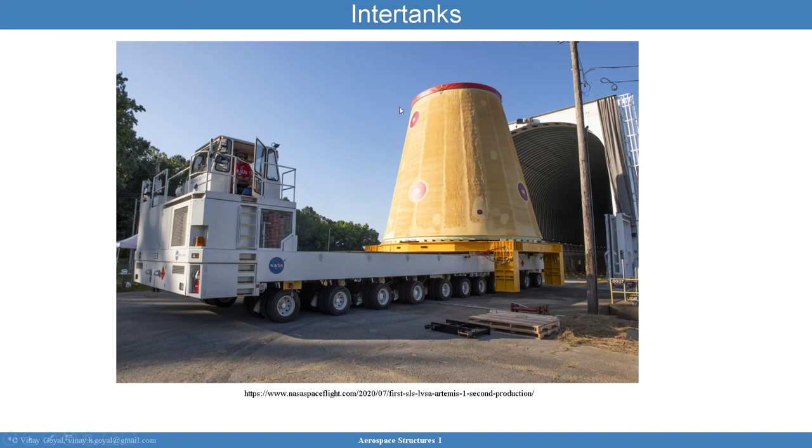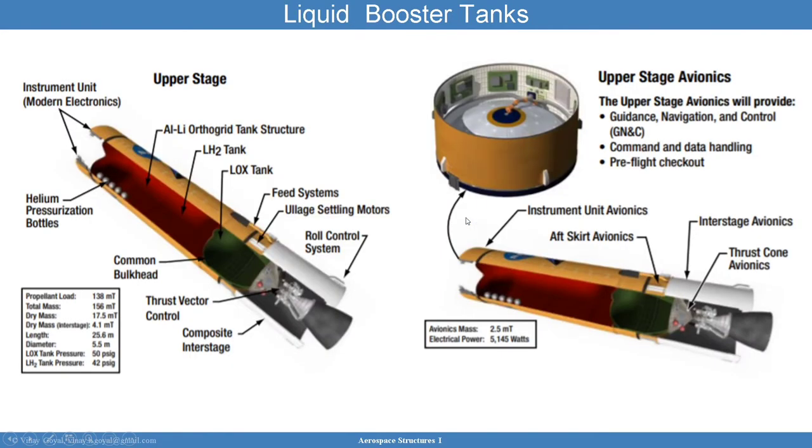Here's an example of an intertank, and this intertank is a semi-conical section or truncated conical section, and those intertanks have been used quite extensively. Let's look at now the liquid booster tanks. In the example on the left, I have an aluminum lithium orthogrid tank structure that houses the LH2 tank. And then you also could have a LOX tank in this design. And that's a NASA vehicle.